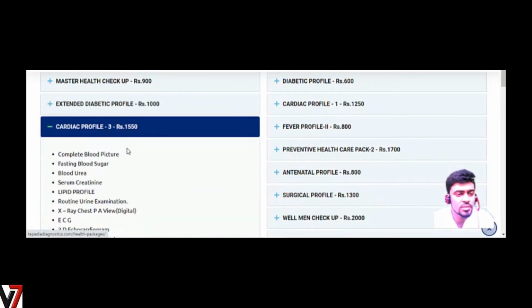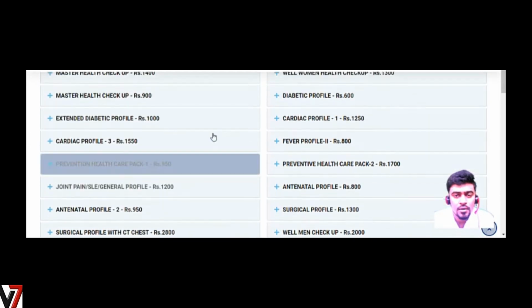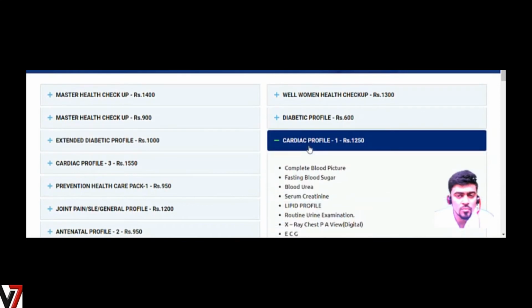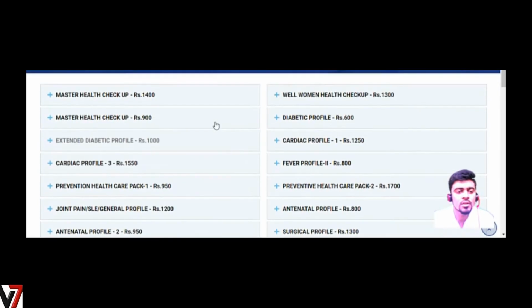And cardiac profile is related to the heart, where chest X-ray posterior anterior view, ECG, 2D echo and treadmill test are also given, and cardiac profile 1 and cardiac profile 3 are given. So there are some 50 tests, and they have shuffled them and given profiles like diabetic profile, cardiac profile, master health checkup, like that.